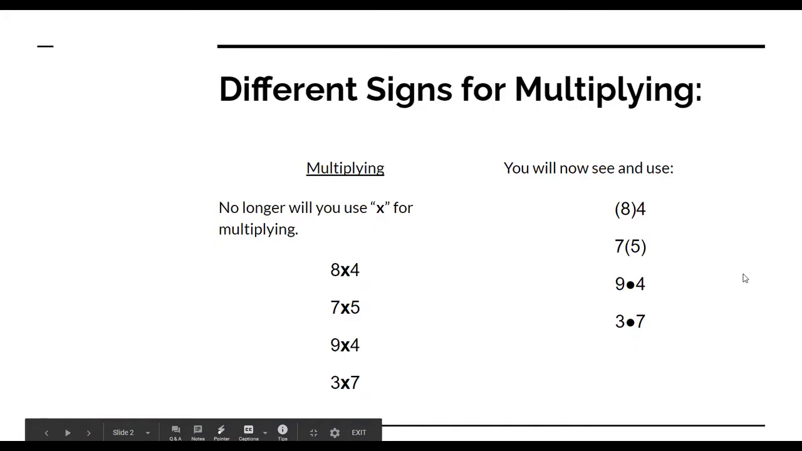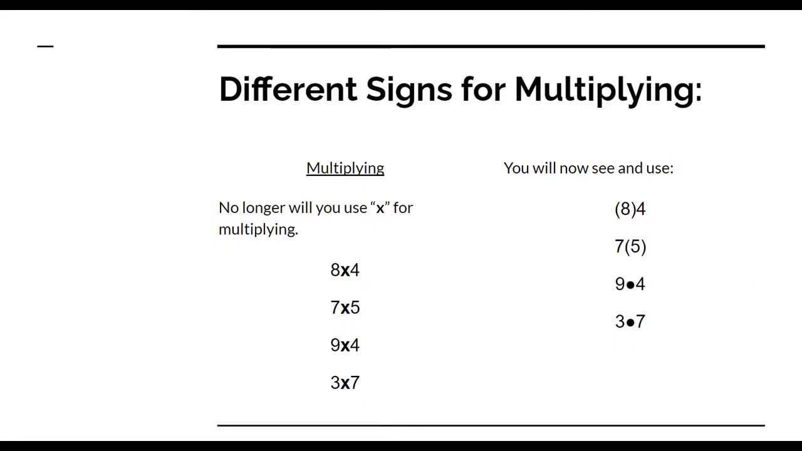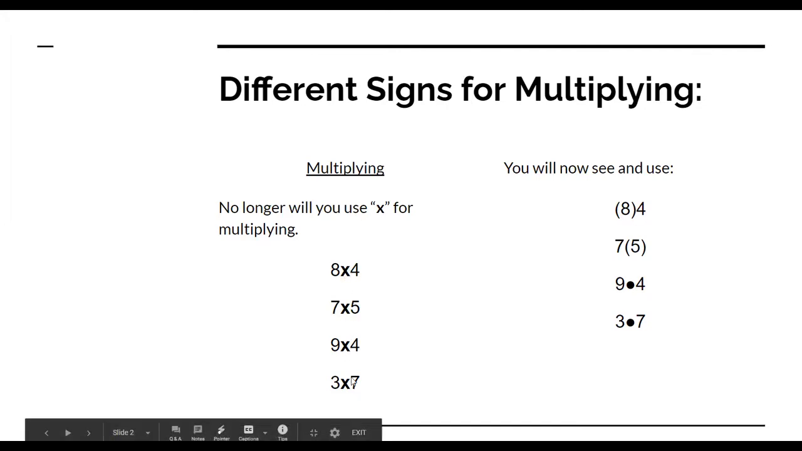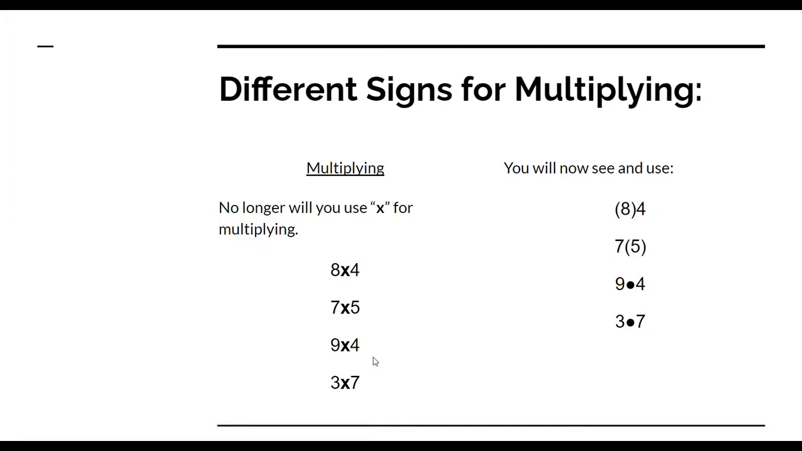Let's take a look. So first of all, I need to point out that there's going to be different signs that we're going to be using for multiplying. So you're used to seeing the X. No longer will we be using X for multiplication. You are middle schoolers now. X will mean something different as we move along in our 6th grade curriculum. So X will no longer be used for multiplying.